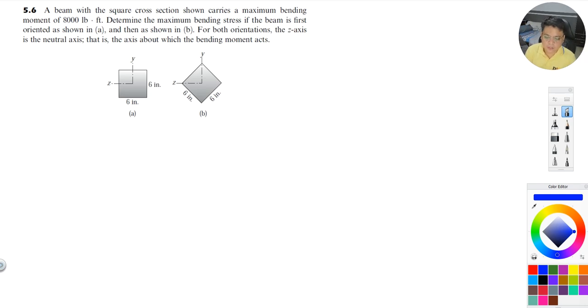Okay, so let's have this problem. A beam with a square cross-section shown carries a maximum bending moment of 8,000 pound-foot. Determine the maximum bending stress if the beam is first oriented as shown, and then shown in B. Both orientation, the z-axis is the neutral axis. That is the axis which the bending moment acts. So yun lang sinasabi niya, o yung dulong statement, sinasabi niya nandun yung neutral axis, which is very true naman. So since we have here a very symmetrical cross section.